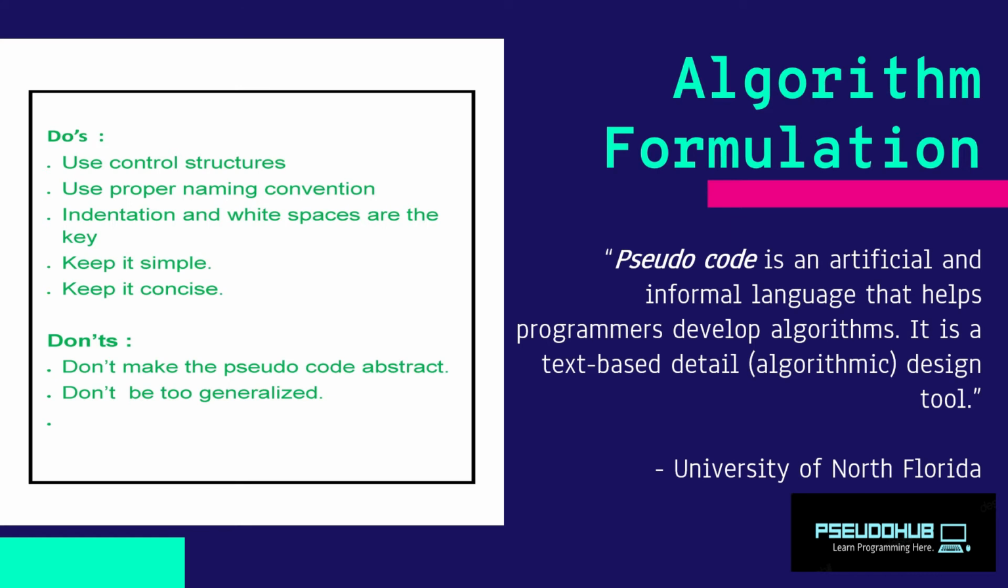Okay? So another one, you have to avoid writing pseudocode which is too abstract. You are familiar with the definition of abstract, meaning your implementation is hidden. In writing pseudocode, it's better to be explicit. Meaning you write the steps one by one. And then don't be too generalized.